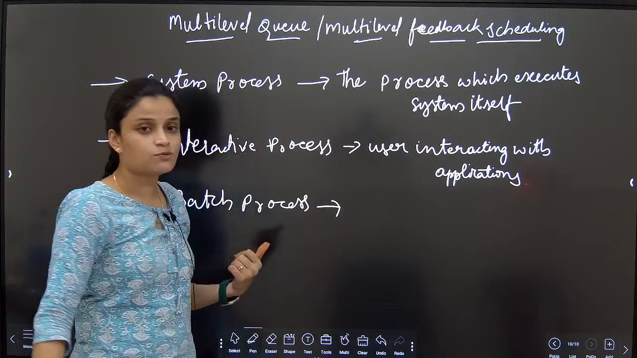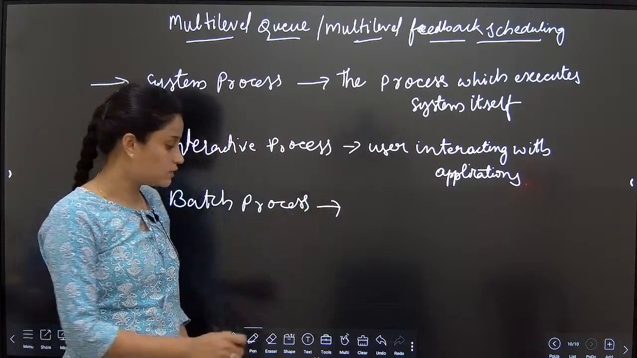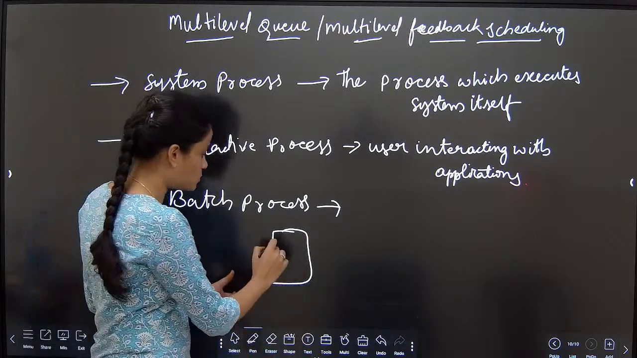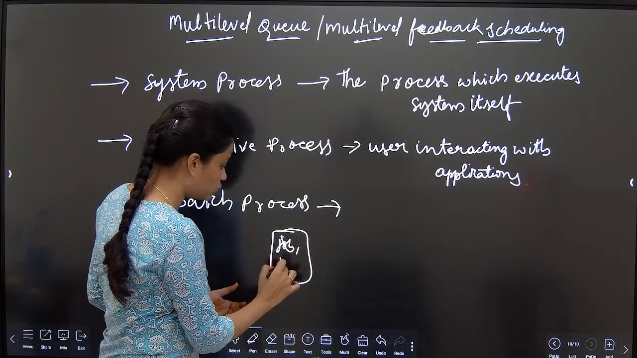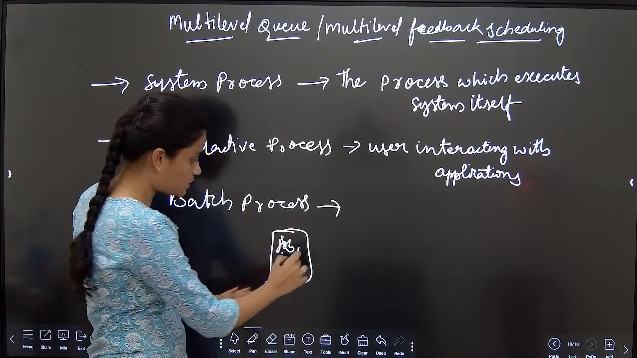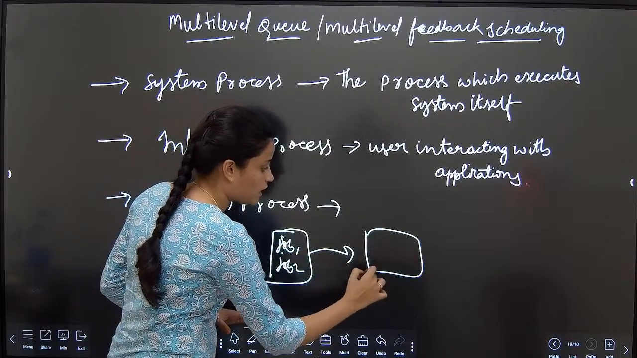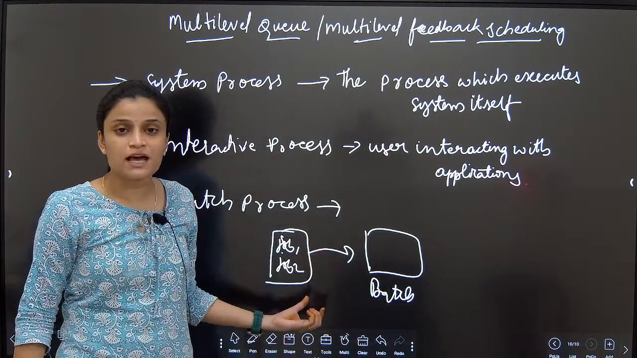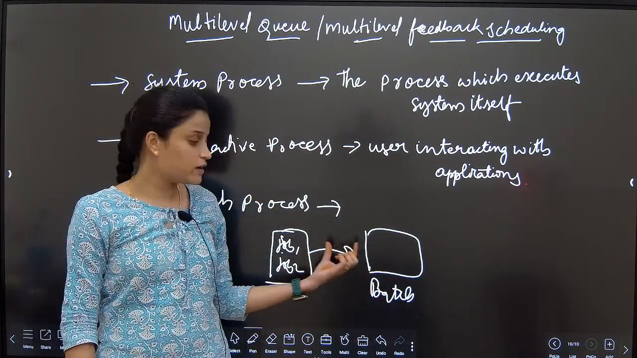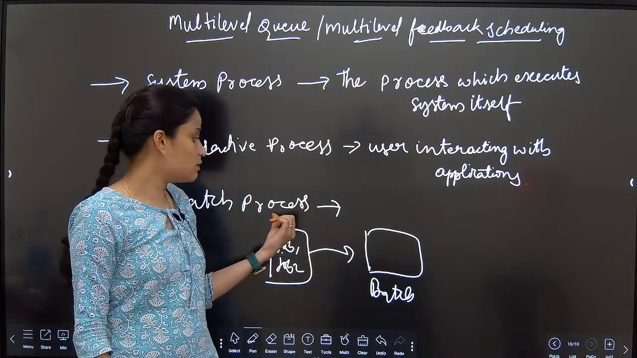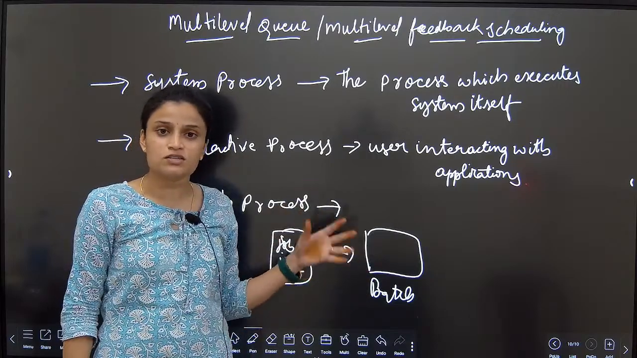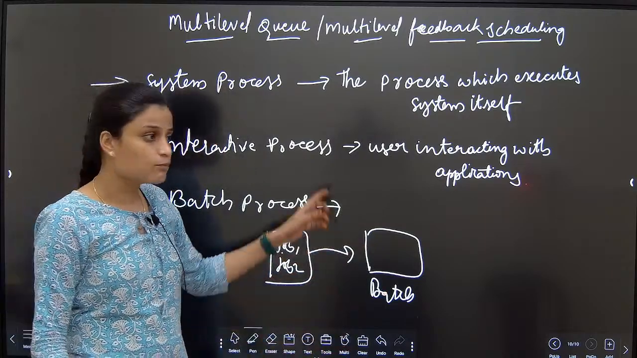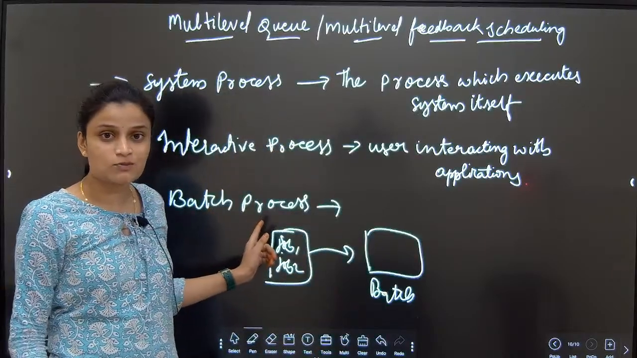Now what is the batch process? In this batch process many different jobs are there. I said before also, different jobs like job 1, job 2 are categorized into one batch based on the similarities. This may run as a foreground process or also a background process. So remember the system process, interactive process and batch process till here.